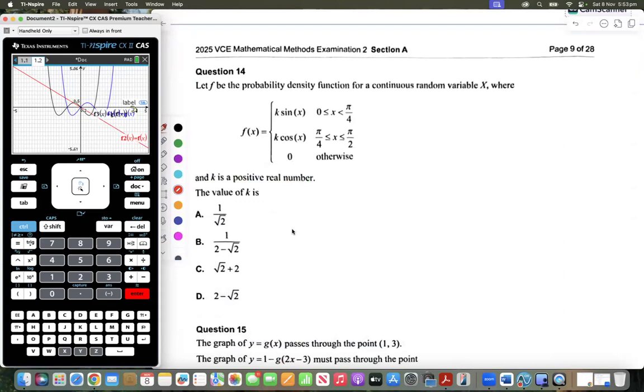It's a probability density function for continuous value of x. K is a positive real number. It goes from 5 and 4. The value of K. I cannot get any other method because this is a probability density function. The area under the curve should be equal to 1. That's the only method I can think of actually, right?